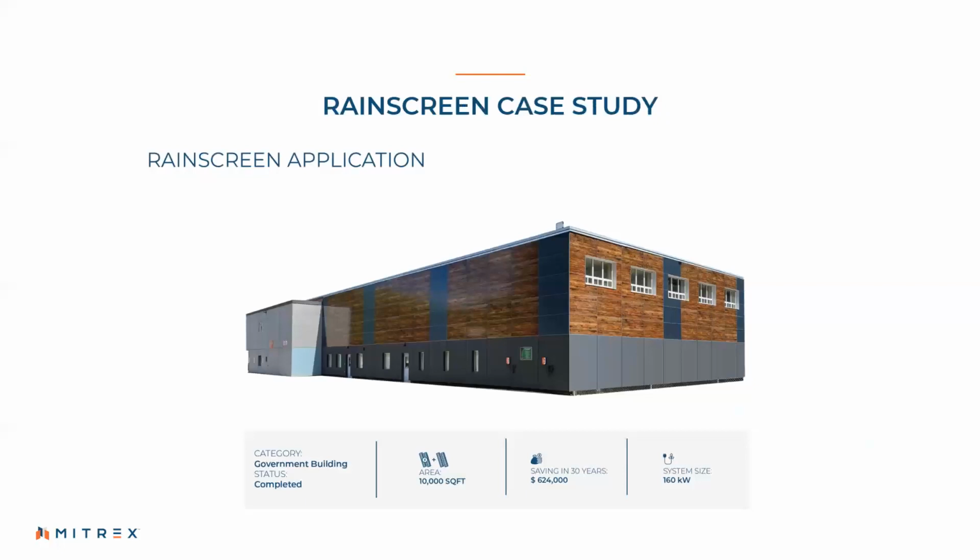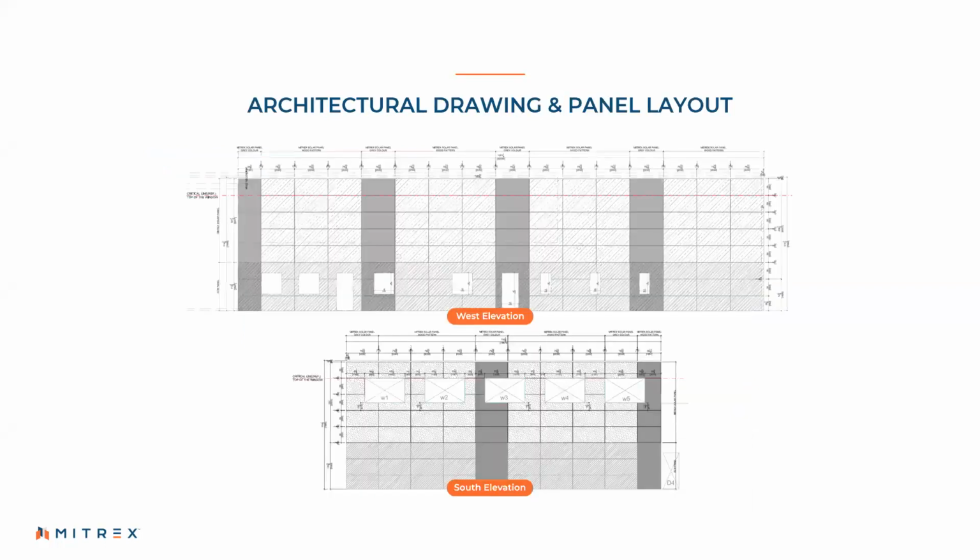So here is an example of a rain screen application. This is a courthouse government building in Ontario that was looking for a major retrofit, an old building that was in need of a facelift. Two active elevations, 160 kilowatt system size, producing some substantial electricity.